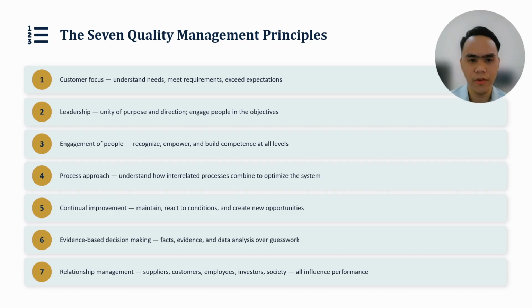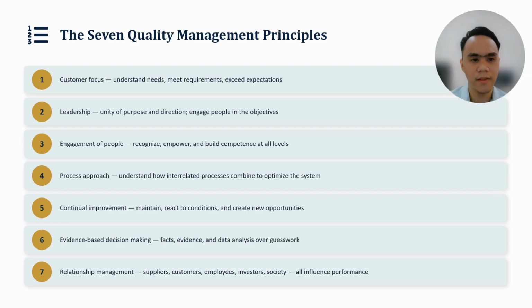Four is the process approach: understand how interrelated processes combine and affect each other in order to optimize as a whole, so not optimizing any process in isolation. Five is continual improvement: maintain the ideal of continually improving all aspects of the organization, both to maintain current performance and to react to internal and external conditions and to create new opportunities. Again, echoing the no-finish-line messaging from our barriers to quality discussion.